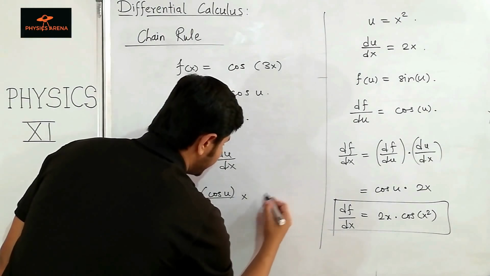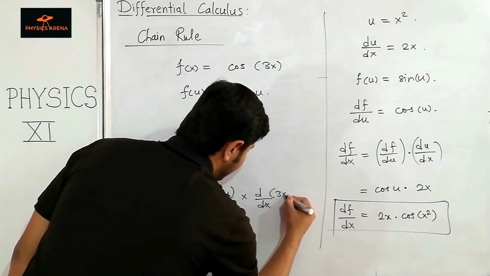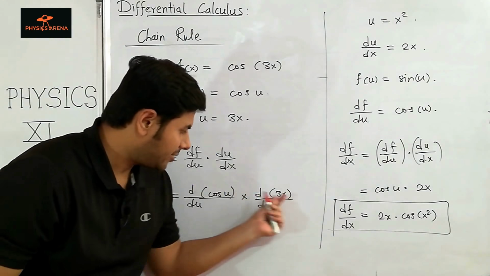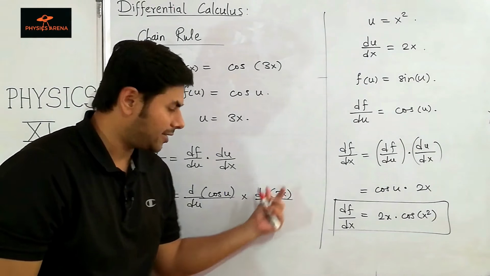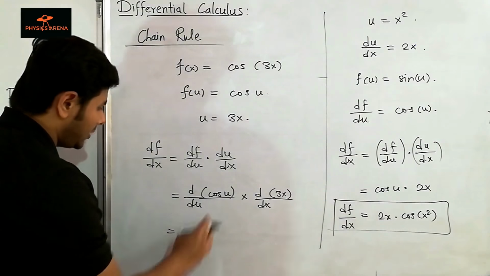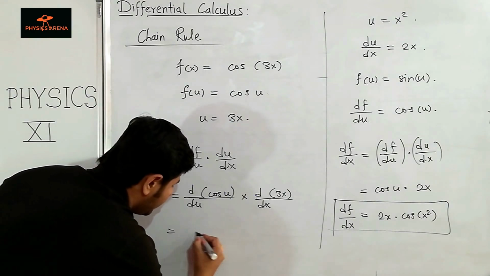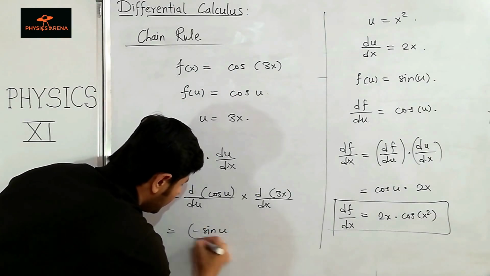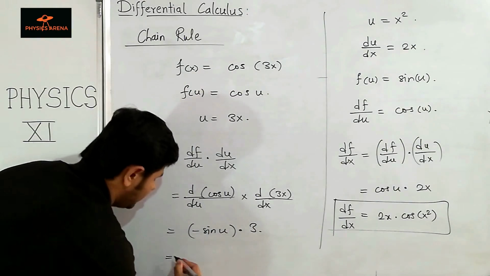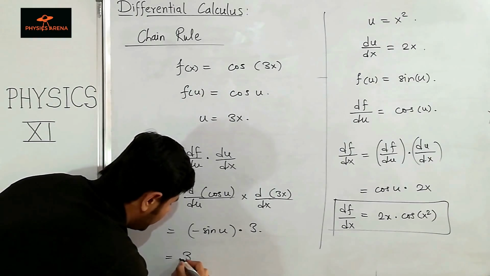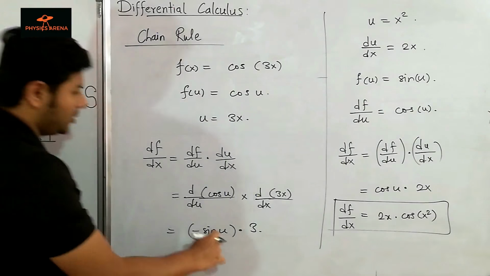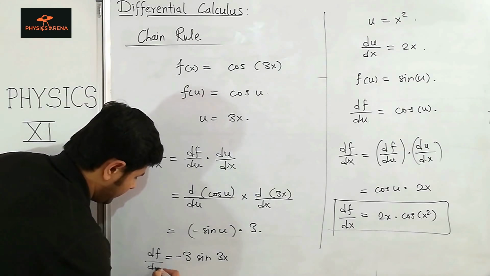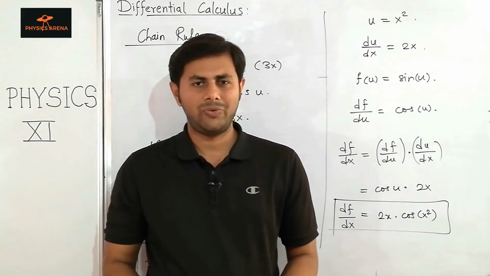u is 3x, so it is d by dx of 3x, where I can take the 3 outside, so it is just dx by dx. 3 times dx by dx is 3, and the derivative of cos of u is minus sine u with respect to u, into 3. So it is 3 times, or minus 3 times, sine of u, and u is 3x. So this is how we find derivatives.